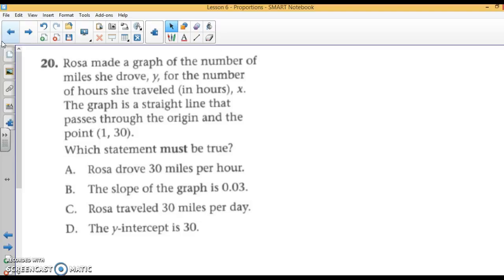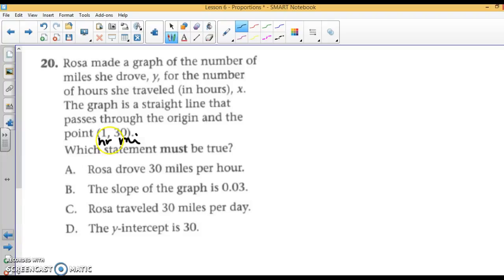Okay, Rosa made a graph of the number of miles she drove Y for the number of hours she drove X. The graph is a straight line through the origin at the point (1, 30). Which statement must be true? Y is hours. I'm reading it wrong. The miles is Y. This is miles. And the hours are X. Which statement must be true?